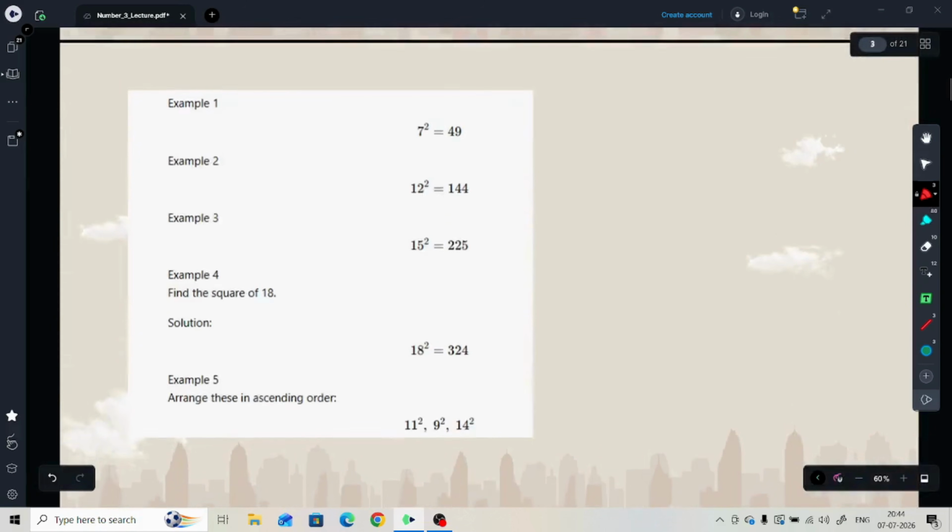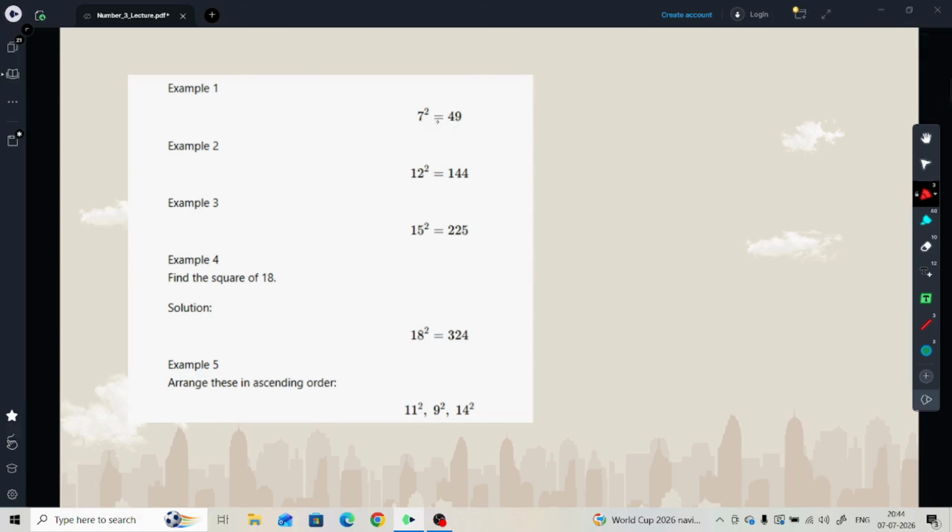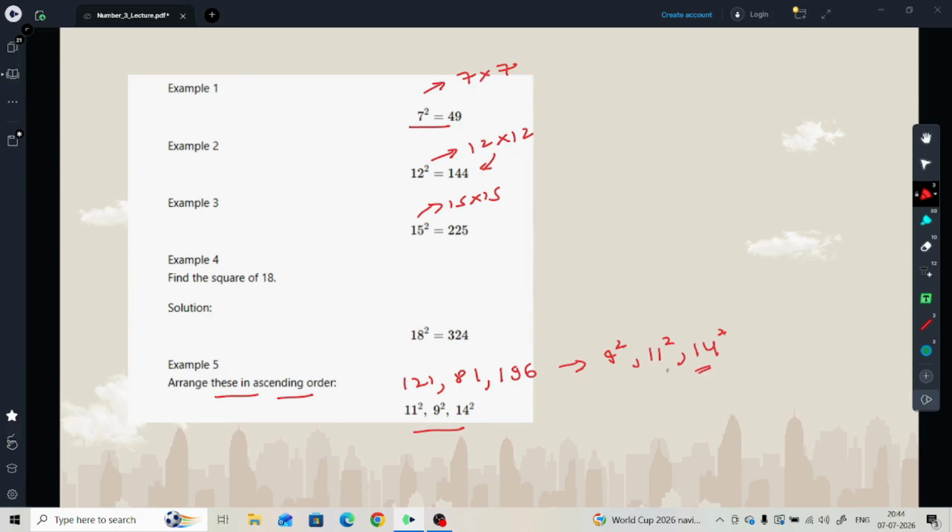Let's move on. There are some examples, again very simple. 7 square, so you have to multiply 7 by itself, 7 by 7. Then 12 square, so 12 times 12, that's 144. 15 square, then 15 times 15. 18 square, 18 times 18. And arrange this in ascending order. As I told you, if you remember those squares, 11 square is 121, 9 square is 81, 14 square is 196. So 9 square will come first, then our 11 square, and then our 14 square. Like that we can do.